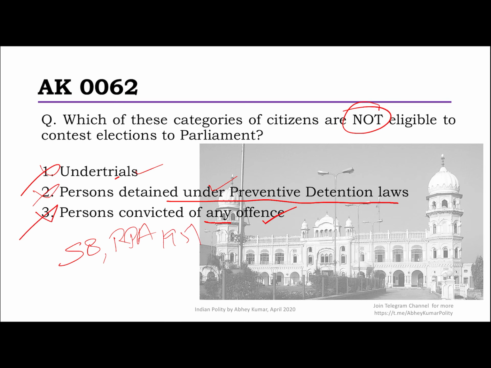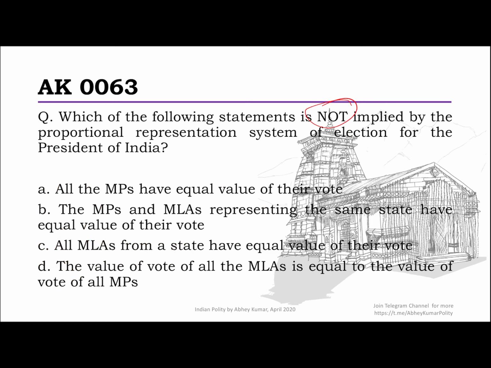Moving on, the next question: which of the following statements is not implied by the proportional representation system of election for the President of India? I'm sure you have revised your topic of election of the President. In this case, let's quickly see the options. All the MPs have equal value of their vote. Yes, this is correct. Naturally, because the entire Parliament is considered as one unit.